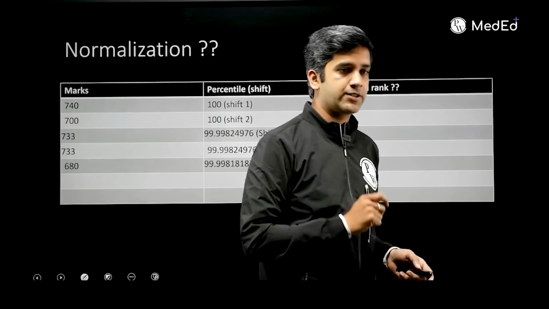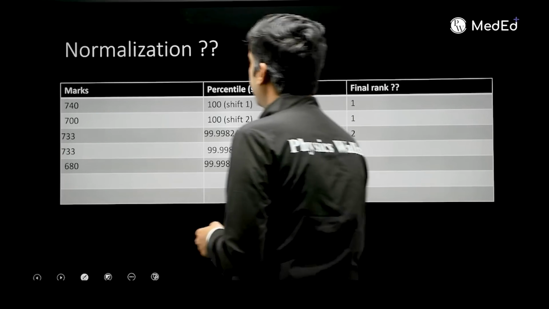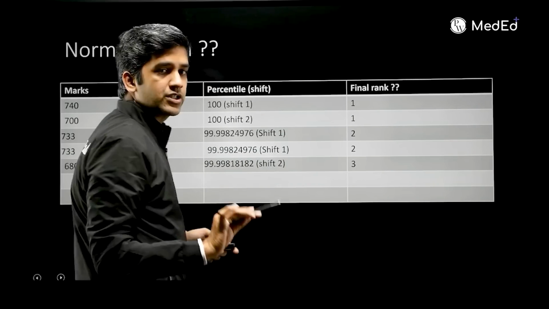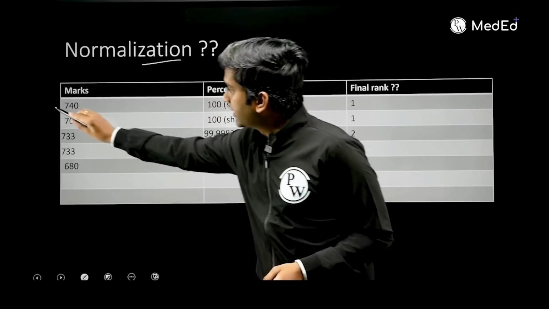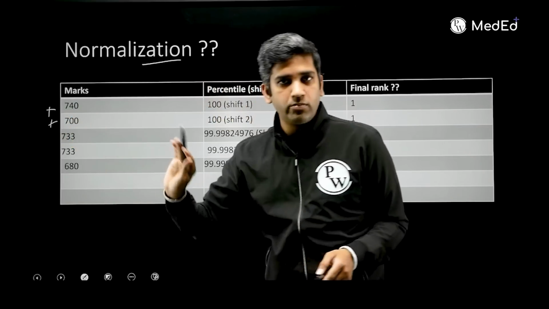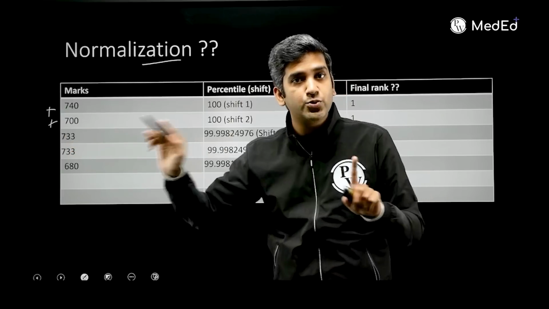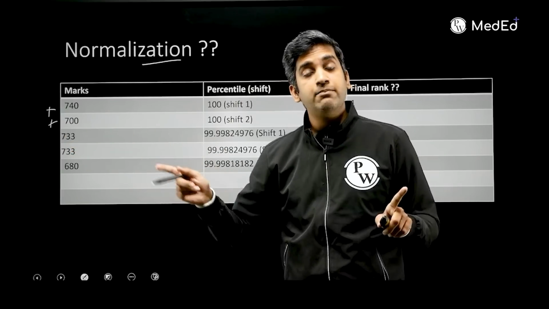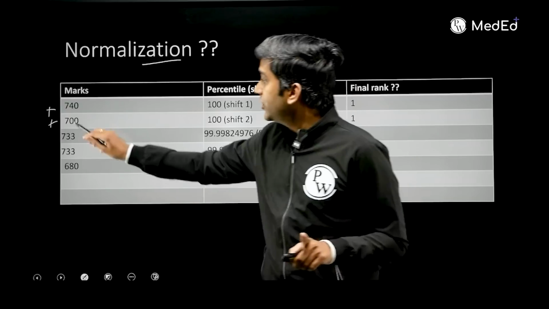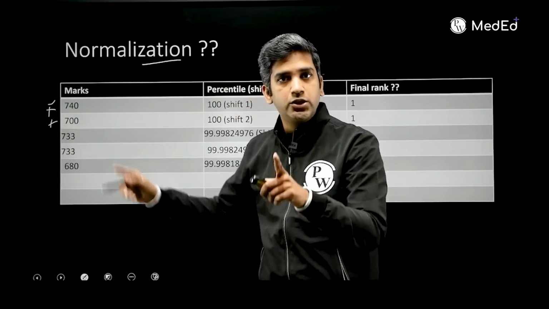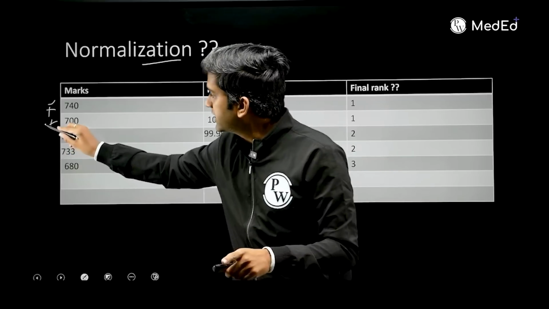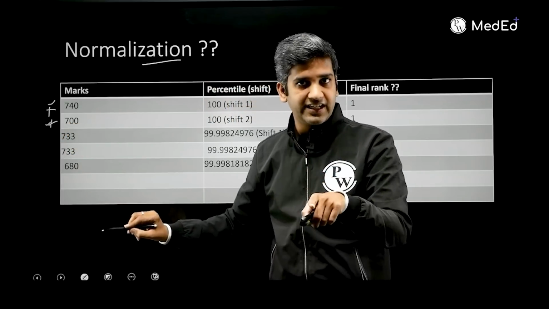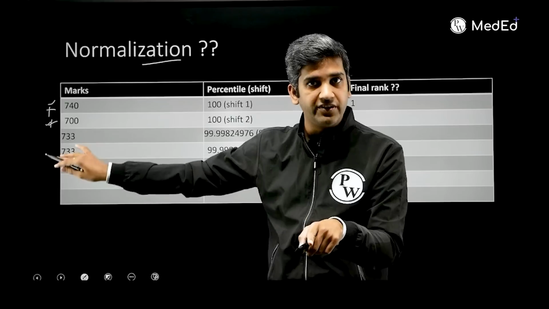How do we normalize? The normalization is like this, right? What we call normalization is, we don't normalize based on the marks. That is a wrong thing, because that's where the difficulty level of the paper will really have a problem, right? We normalize them based on the percentiles. So let's say 740 marks was the topper's mark in the first shift. 700 marks is the topper's mark in the second shift, because the second shift we assumed it's difficult, right?